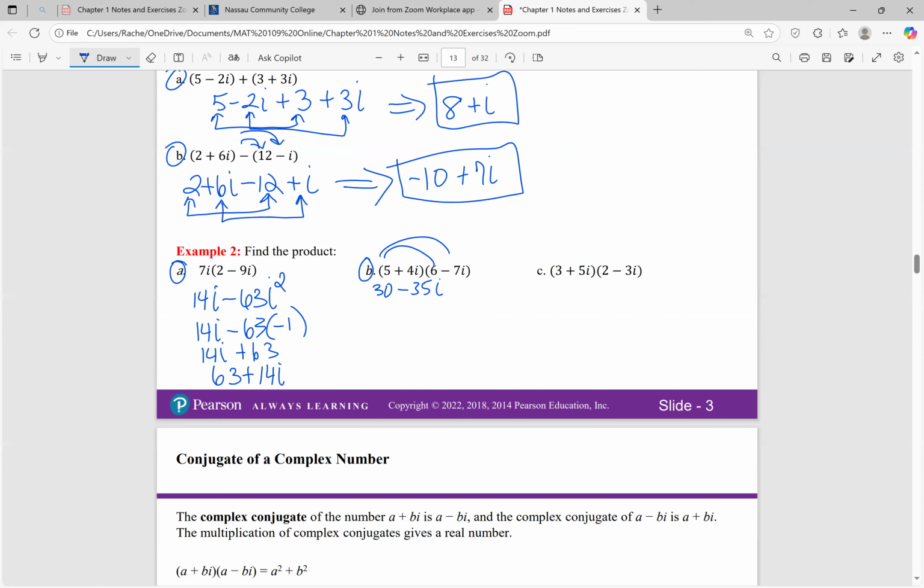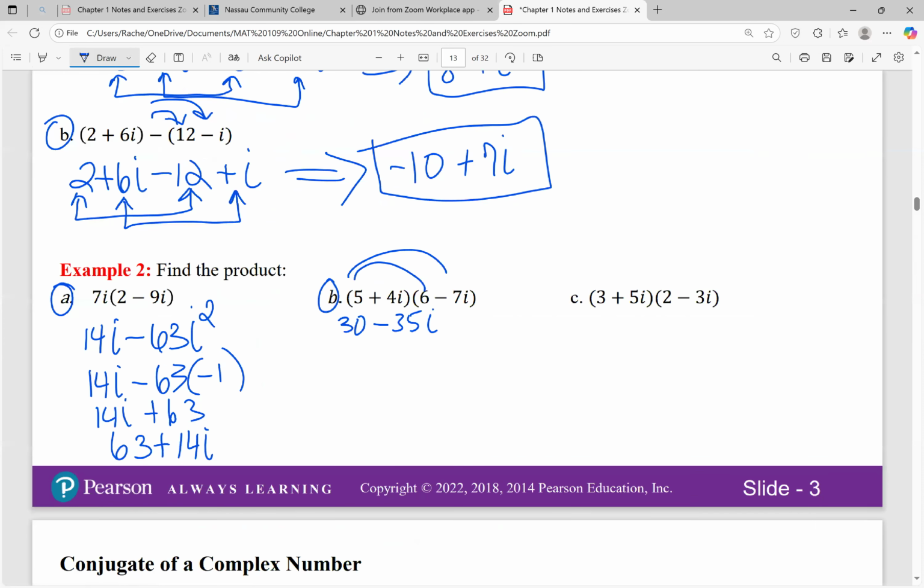Let me make this a little bit bigger. Now we have 4i times 6, which is going to be a positive 24i. And then we have a 4i times a negative 7i, which is going to be negative 28i squared. And let's combine like terms and simplify, right? So we have a 30. Now let's combine the two middle terms, right? The negative 35i with the positive 24i. So that's going to give us negative 11i.